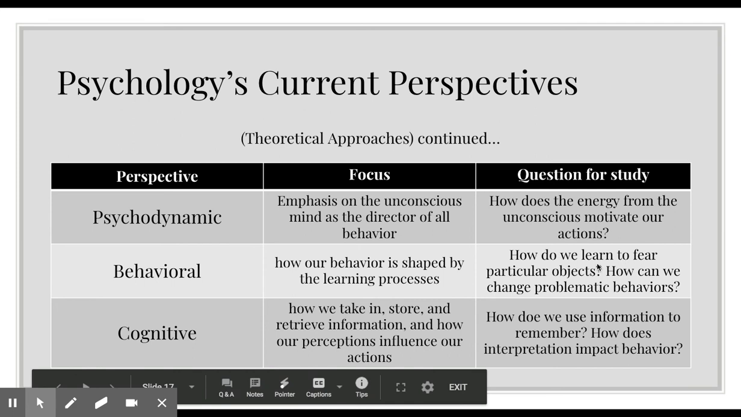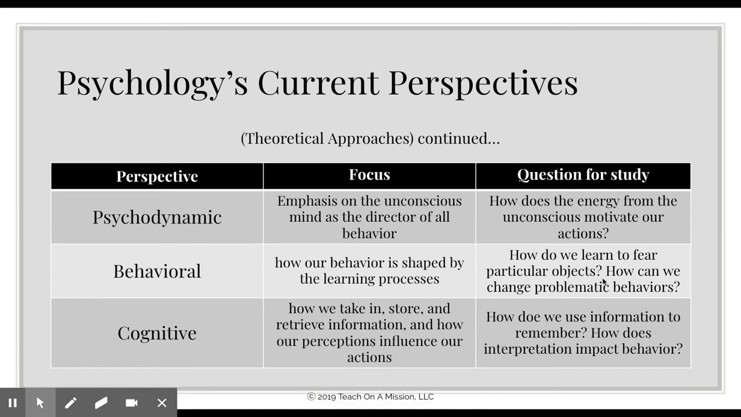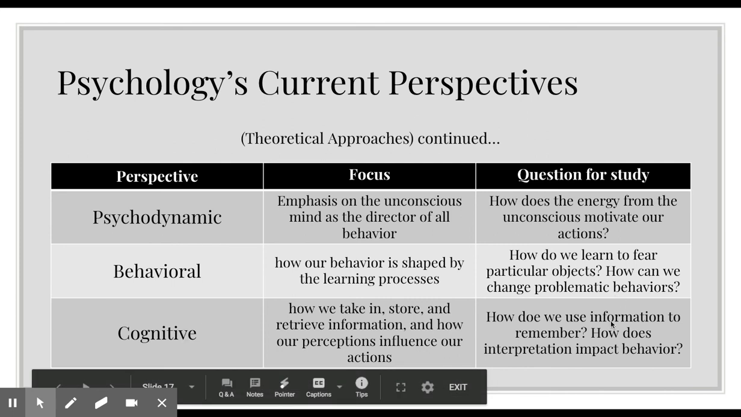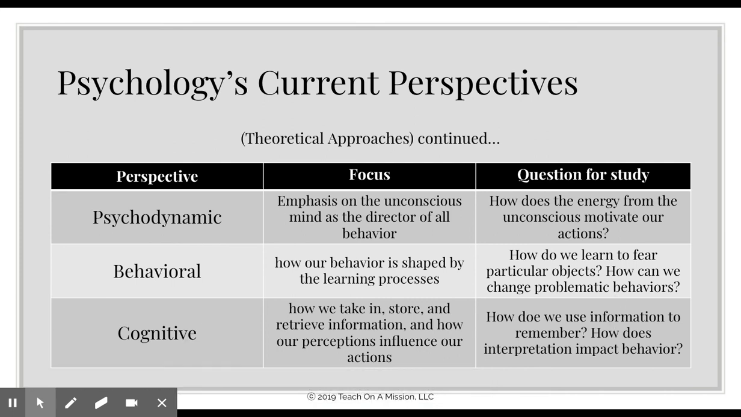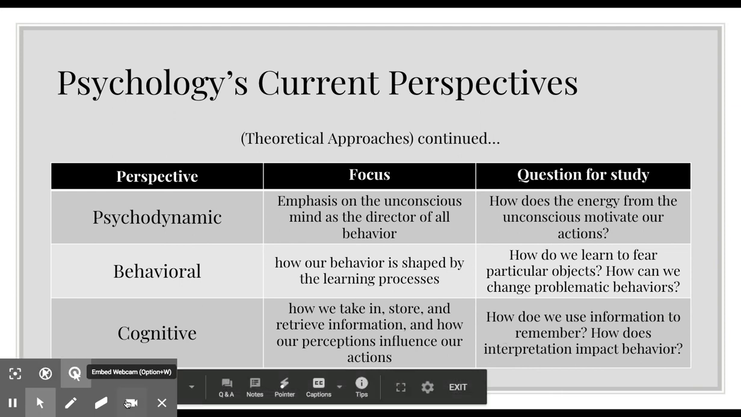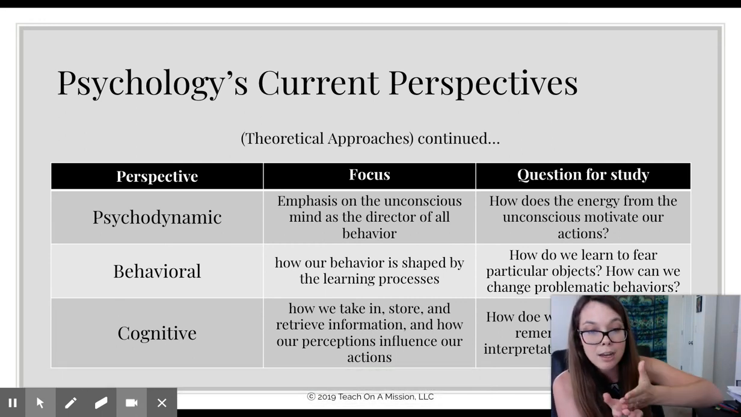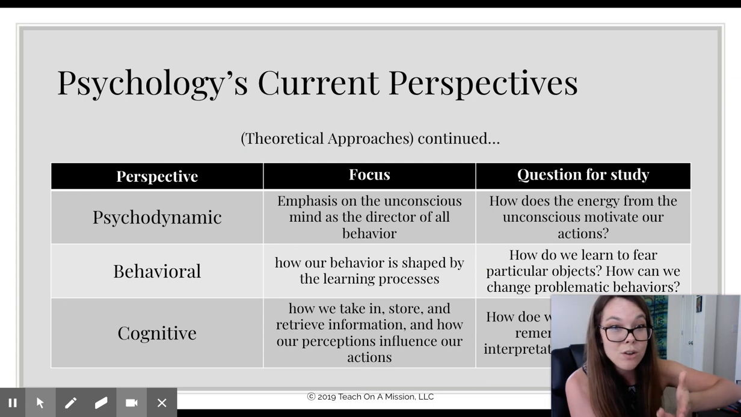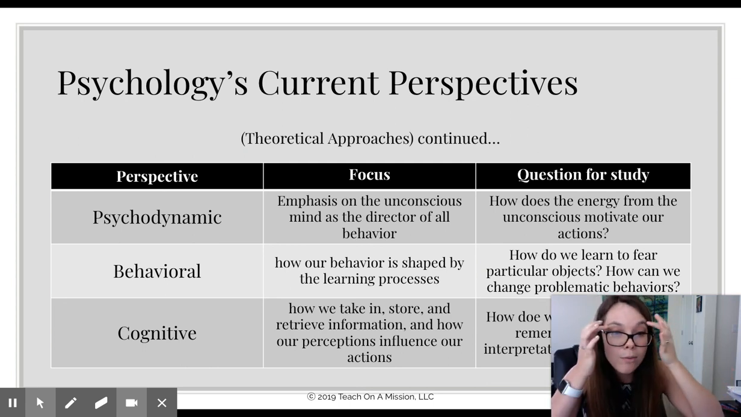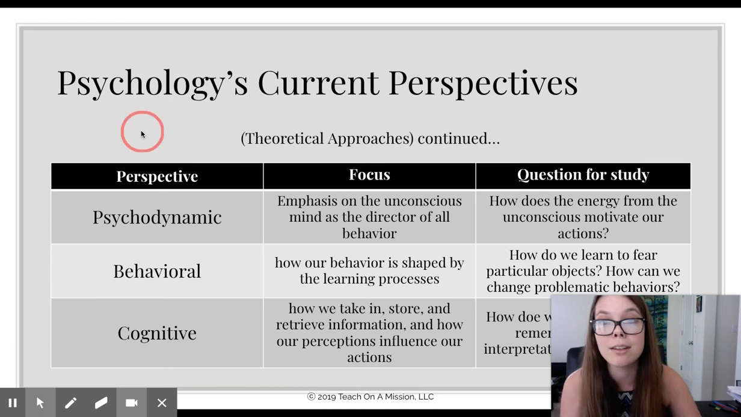How do we learn to fear particular objects? Remember, behavior is all about what we can see. And then we have our cognitive, which is all within our brain. How do we use information to remember, and how do we interpret the impact of our behavior? So how does A get to B, get to C, right? So in the cognitive, how does Sally think about eating a hamburger to not wanting to and thinking that bad things are going to happen? So how can we change these cognitive thought processes, okay?